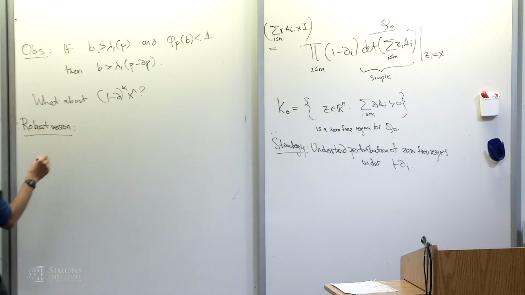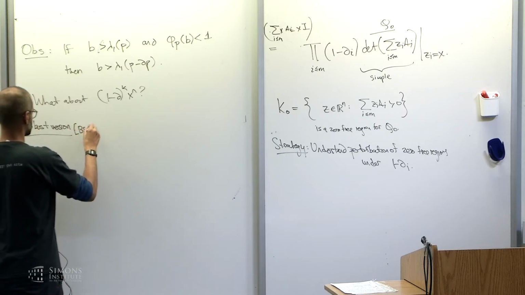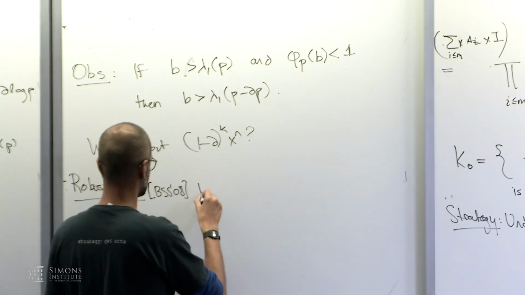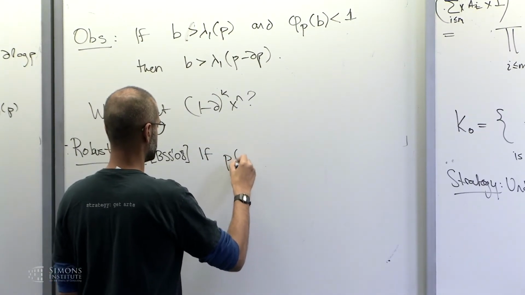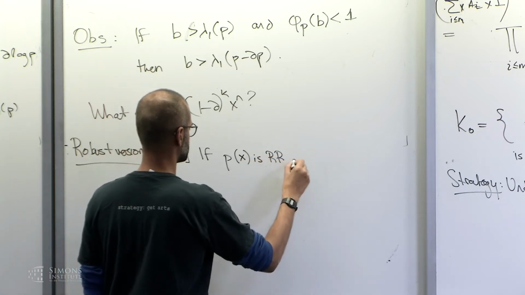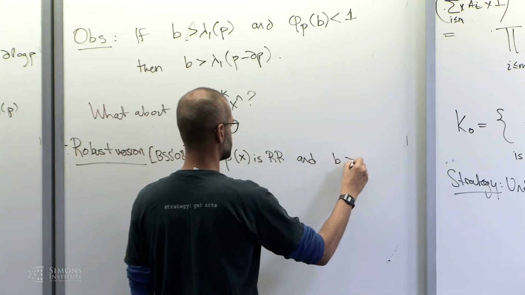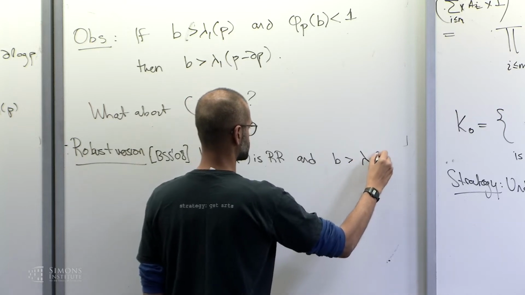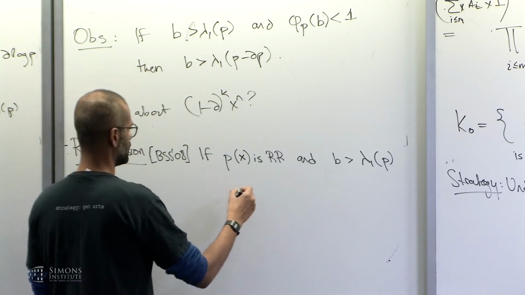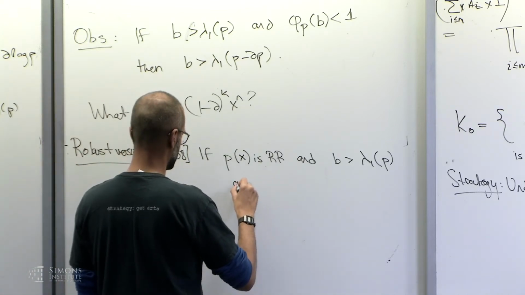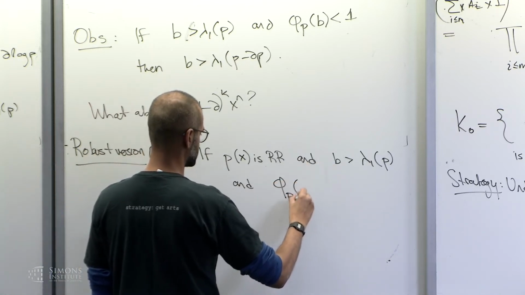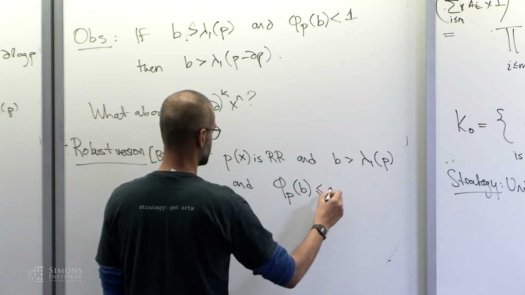And here's what it says. This was proven in a paper by Batson and Spielman essentially in 2008. What this says is the following. If p of x is real rooted, and you have a point that's above the largest root of p, and not only is it above the largest root of p, you have some control on the barrier function at this point. And now you have something better than 1.